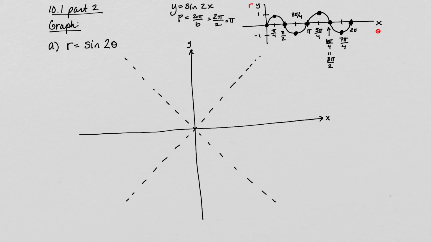Okay, so I'm going to label all these. These are my pi over 4s, right? So this is 0 or 1 pi over 4. This is pi over 2, right? This is the 3 pi over 4 spoke. This is the pi spoke. This is the 5 pi over 4 spoke. This is the 3 pi over 2 spoke. This is the 7 pi over 4 spoke. And this is the 2 pi spoke.